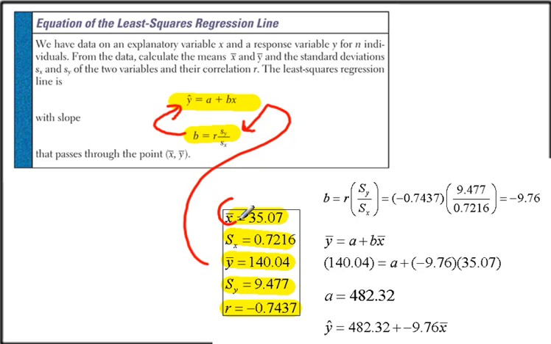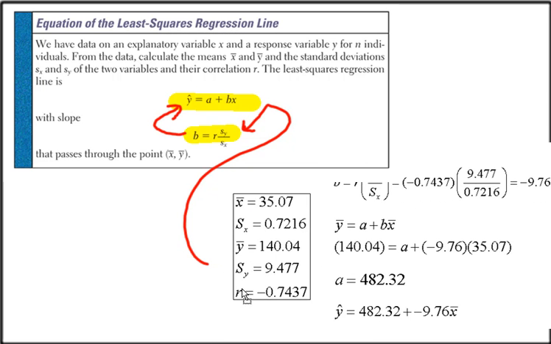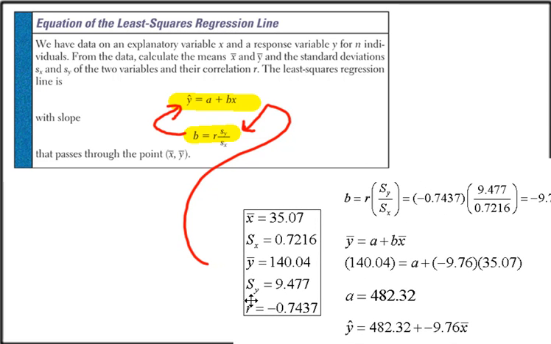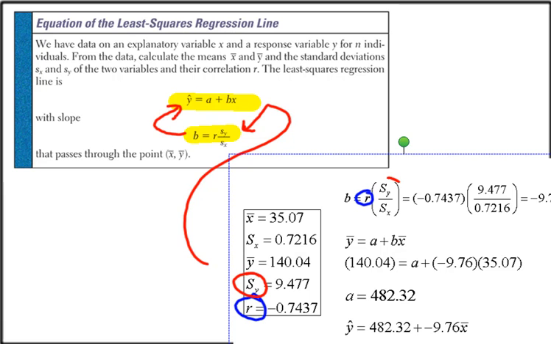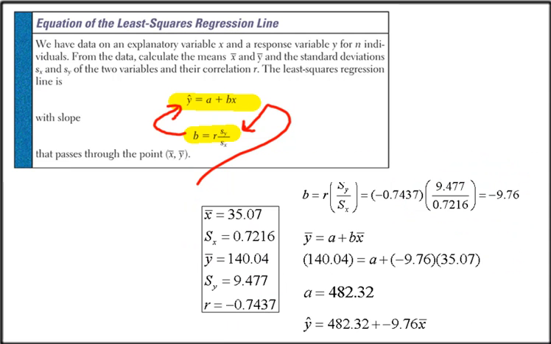You can see we take the x bar. We don't take the x bar first because we are going to start with finding b. So we take correlation first, which is right here. We plug correlation in there. We take the change in y, right here, and the change in x, which are those standard deviations. And when I plug the actual numbers in here, I get a value for b, which is my slope.